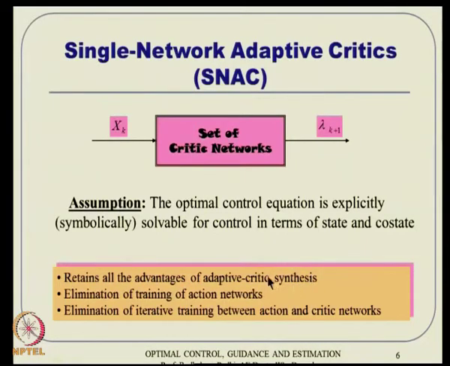This is a little bit of comparison with respect to adaptive critique versus single network adaptive critique. We have talked in detail in one of the previous lectures.